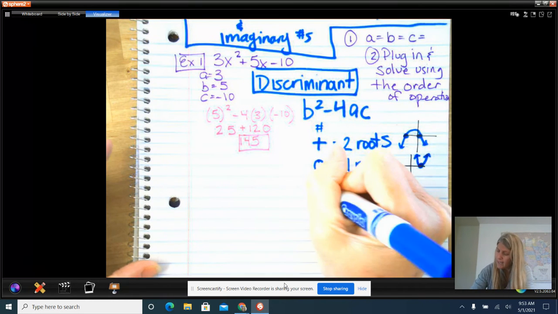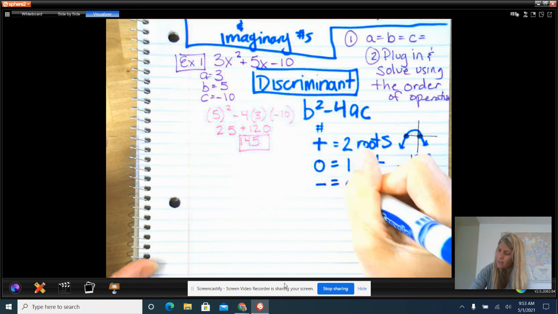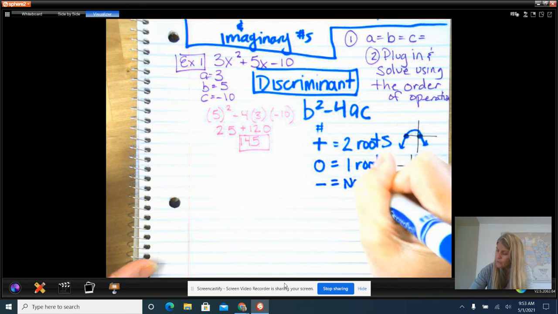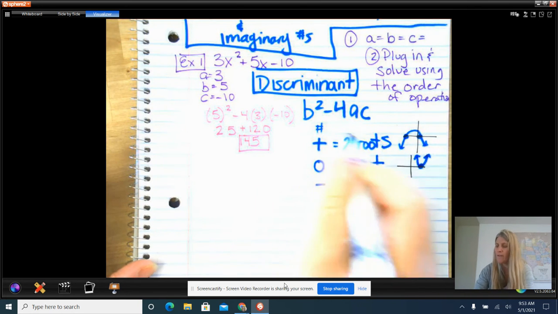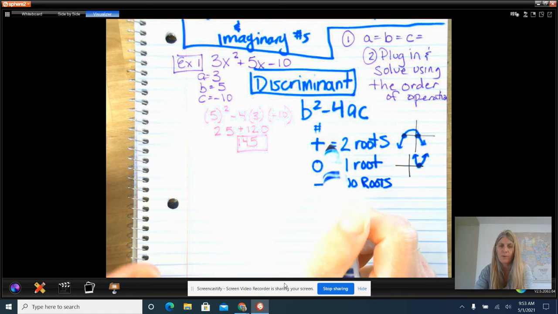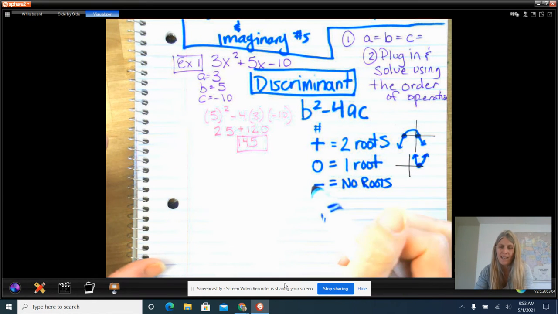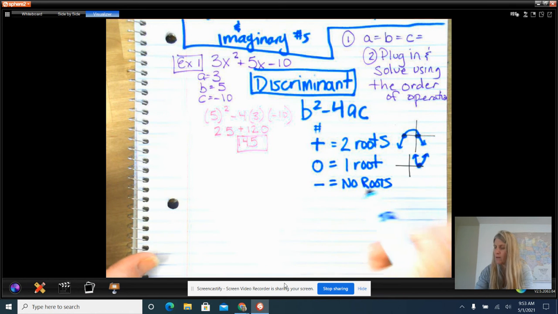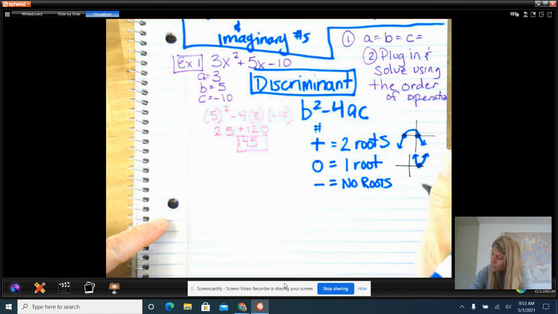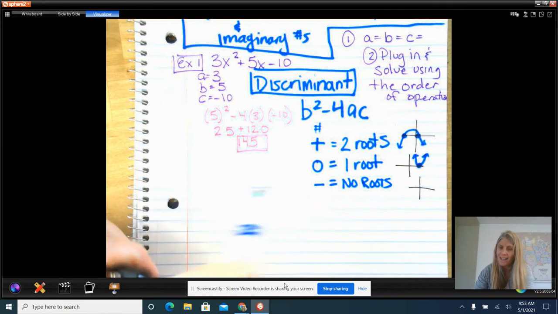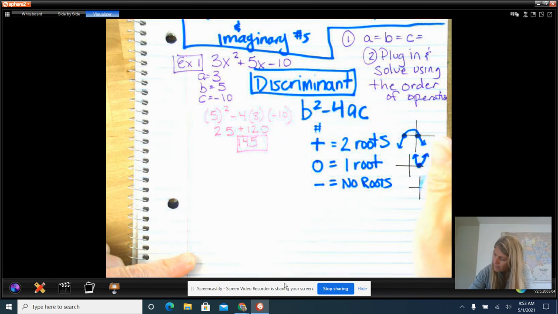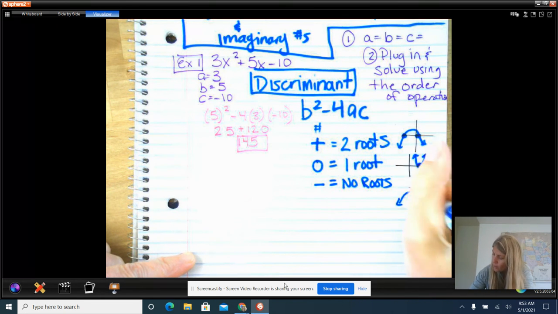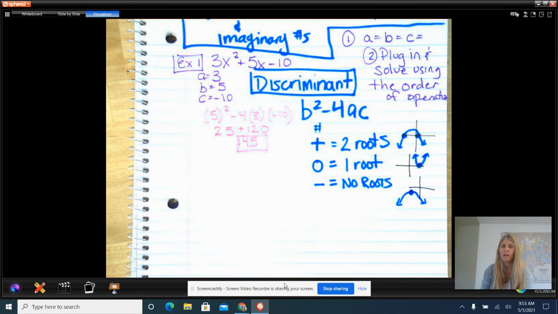And if we end up with a negative number, then that means that there are no roots. That's because if you think of our discriminant as what's underneath the square root, we get an error in our calculator. If there is a negative underneath the square root, then we cannot solve because it has no roots. So it's something that might look like this. It can cross the y-axis, but it's not going to ever cross that x-axis.